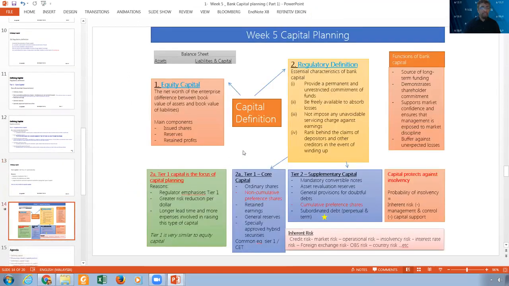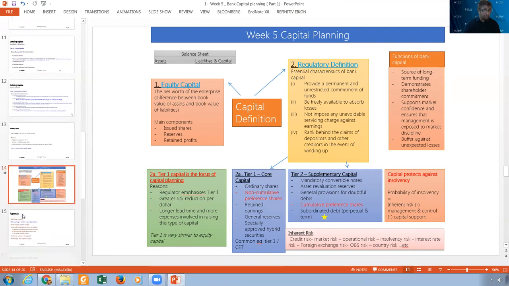Okay, this is a summary. You want to use it, fine. You don't want to use it, fine. But it will give you the picture. So we talk about the equity capital. We talk about the regulatory definition. We talk about the risk. We talk about tier 1. We talk about tier 2. And we talk about all those risks. So all of these issues have actually been explained. This is just a summary of those slides I have talked about.